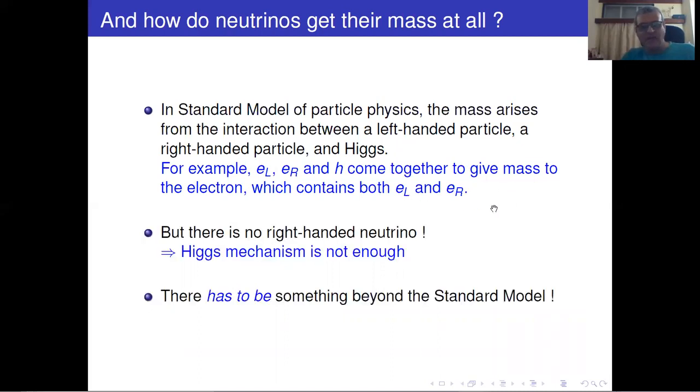However, there is no right-handed neutrino, at least we don't know of any. And therefore, the Higgs mechanism may not work. So it has to be something beyond the standard model, either a right-handed neutrino or some other mechanism that we need to give neutrinos mass. So at this point of time, we have no clue how neutrinos get their mass. And when I say we have no clue, I mean that we have about 1,000 different mechanisms and no clue which of them is the correct one, or whether any one of them is the correct one.